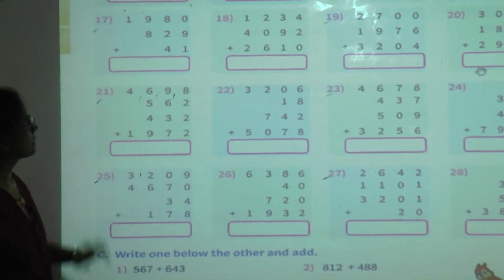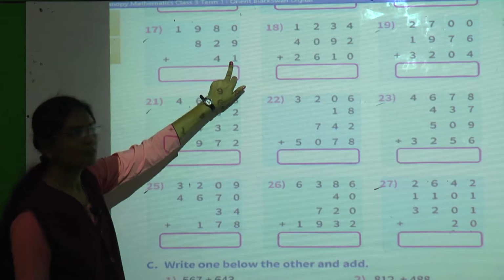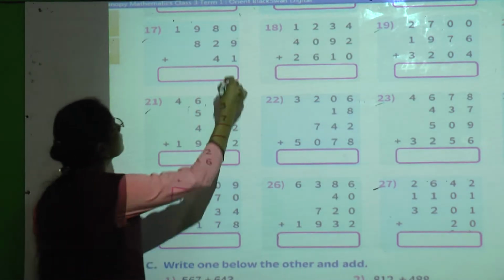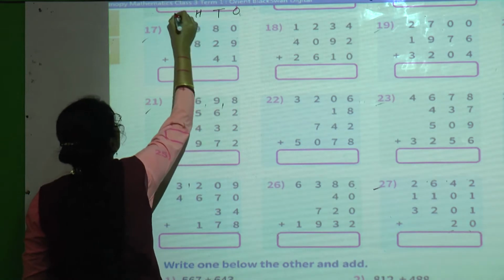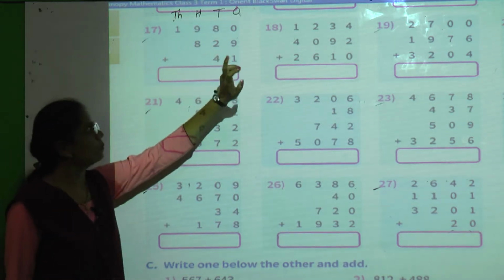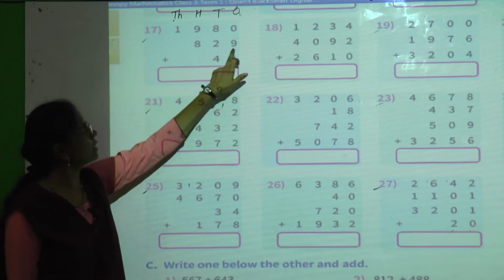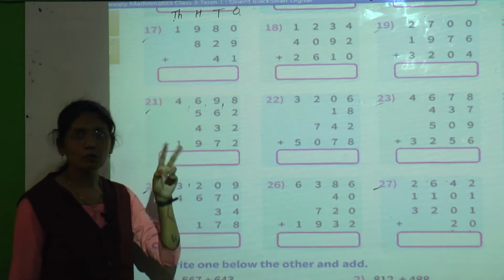See this ones place digit. Here 0 plus 9 plus 1. First of all we will put their places. You also write in your textbook. The first number is a 4-digit number. The other is 829, which is a 3-digit number, and this 41 is a 2-digit number.